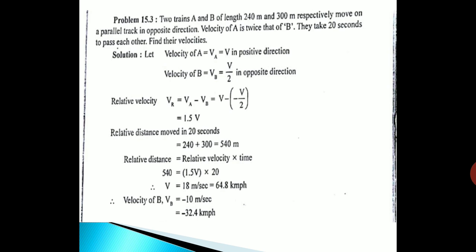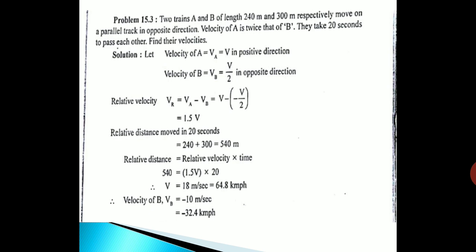Here overtaking doesn't come because they are not going in the same direction. Here they are in opposite directions. So 20 seconds is the time taken for them to pass each other completely. What we have to find here is the velocity of the trains. So again, let VA be the velocity of train A in the positive direction. Now it is up to us. We are saying that the faster train is in the positive direction. Let VB be the velocity of the other train which is moving in the opposite direction.